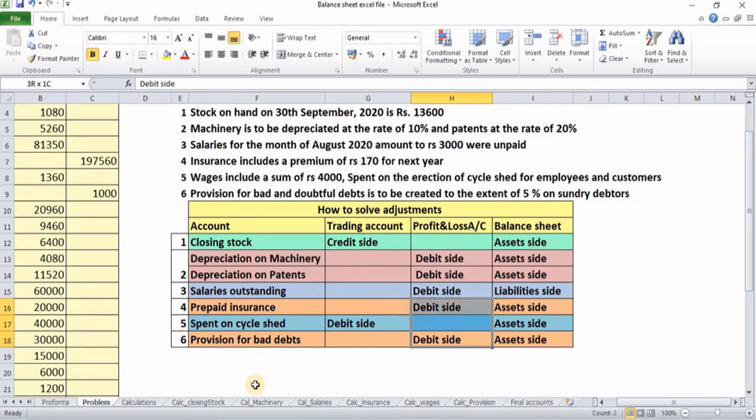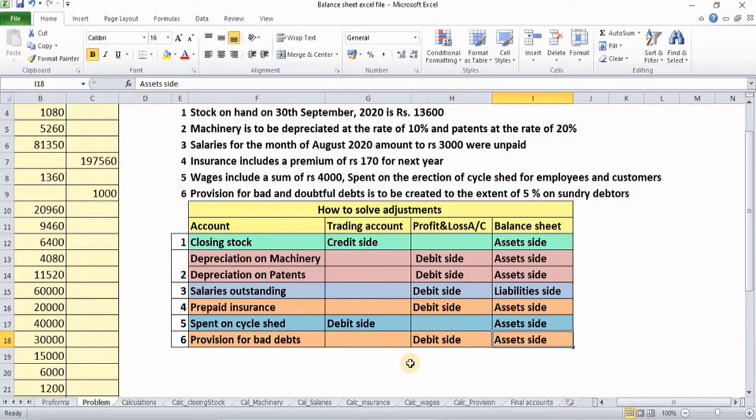Since we are creating the provision for bad debts and this has a negative impact on sundry debtors, we will show it on the asset side of the balance sheet and deduct this doubtful debts amount from the amount that we should receive from the sundry debtors. Don't worry, I will explain it further in the calculations part.